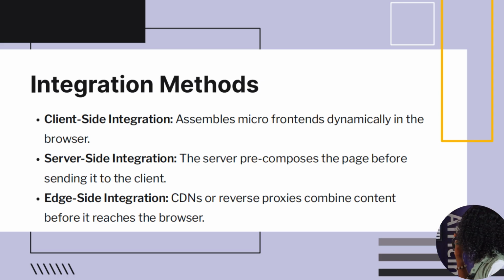Then edge-side integration. CDNs or reverse proxies combine content before it reaches the browser. Meaning, on the server network you can place a reverse proxy, which acts as a middleman between the user and the microfrontend. So whenever a user clicks on any feature in the application, the reverse proxy or CDN sends a message to the server which tells the client what to display.